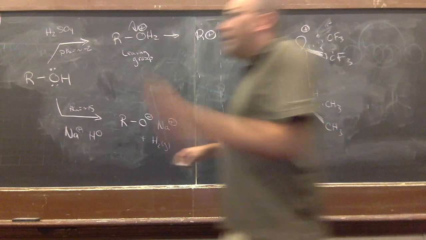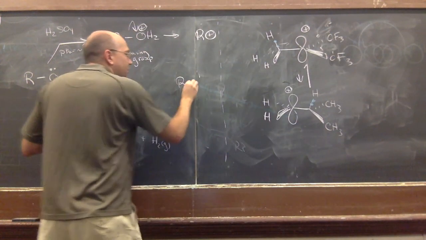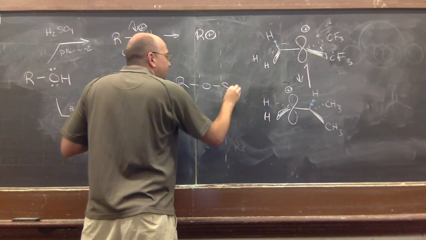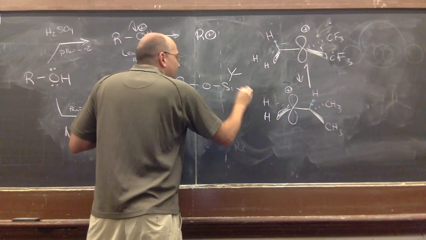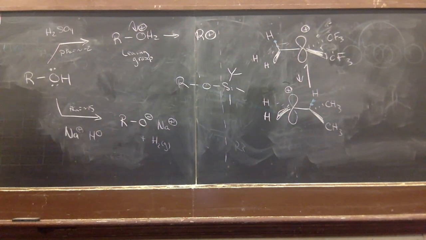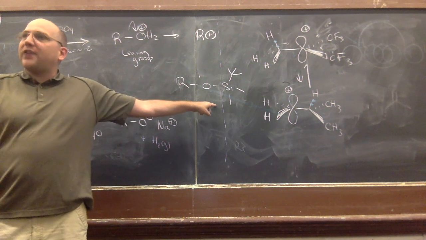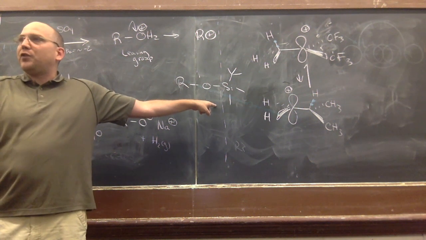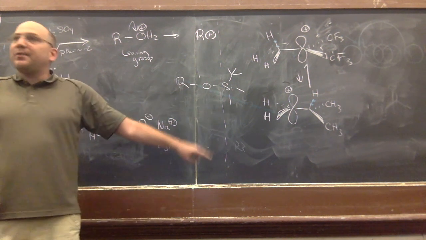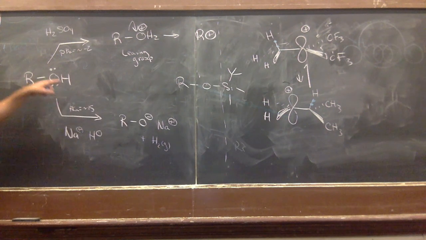There's one last thing, and then I'll let you go, because we did talk about this yesterday. Here's a TBS group. TBS can come off under strongly acidic conditions, but it is fairly stable. What is nice about the TBS group is that it also comes off with fluorides, and that's usually what you take it off with. What's nice about that? First of all, it protects against deprotonation, because now you don't have that there, it's just a big bulky silyl group.